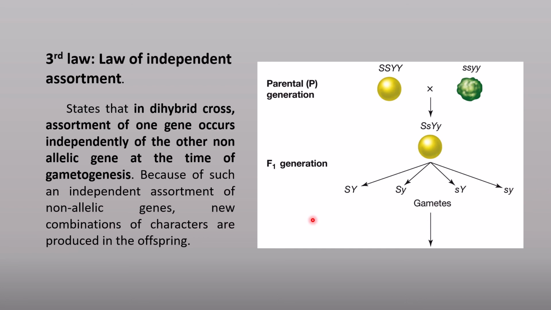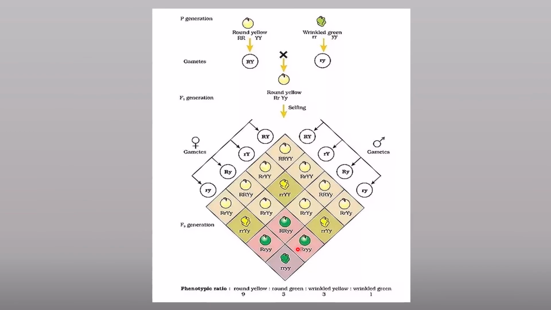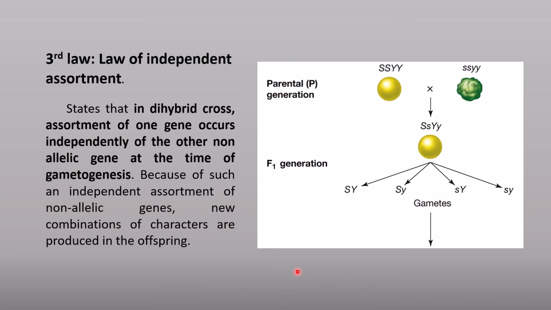And because of this independent assortment of non-allelic genes, new combinations of characters were produced in the offspring. We saw it, right? In the second generation, that is the F2 generation, 2 new characters were produced apart from the parents. Round yellow parents were there, round yellow progenies are there, wrinkled green parent is there, and wrinkled green progeny is there. And these two are newly arrived characters, and this is due to the independent assortment of genes with the non-allelic genes.